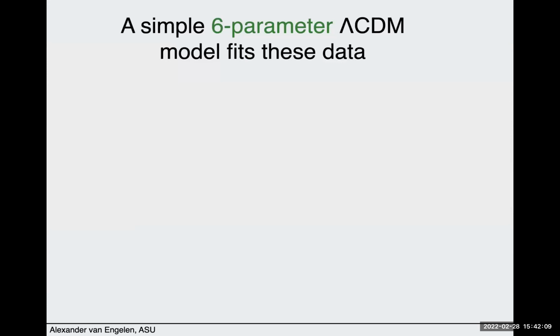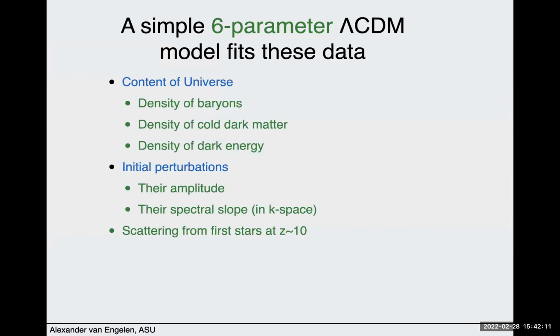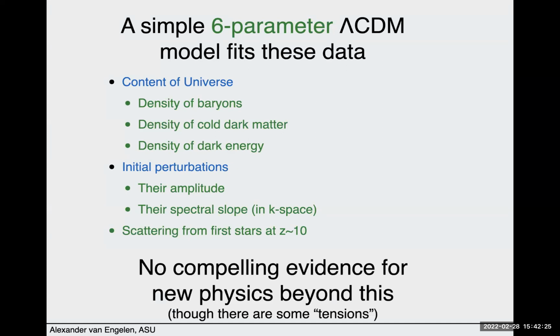In particular, you need to have certain components in that model. You need to know the densities of various things in the universe. You need to know something about the amplitude and shape of the fluctuations as a function of angular scale. These are some great things that we can extract. We haven't really seen any compelling evidence for any physics beyond this, although there are some tensions, which I'm not going to talk about. So maybe we're done with the CMB, right?